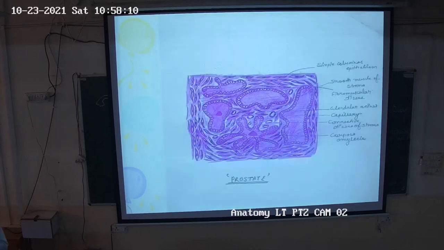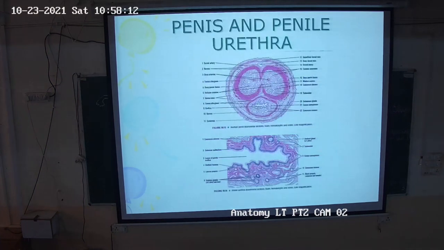Okay, 3 compartments in the penis, 2 dorsal, 1 ventral. The 2 dorsal are known as the corpora cavernosa, and the 1 ventral is known as the corpus spongiosum. The shape is circular for the spongiosum, and it may vary for the 2 dorsal parts. Then they have arteries which are empty, which become filled with blood during erection of the penis. Then these are surrounded by connective tissue having blood vessels, lymphatics.